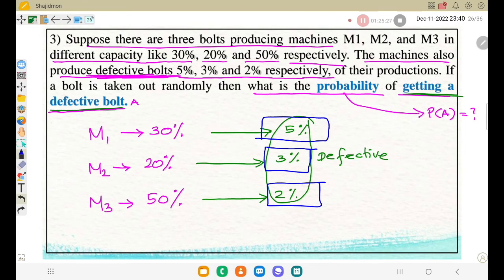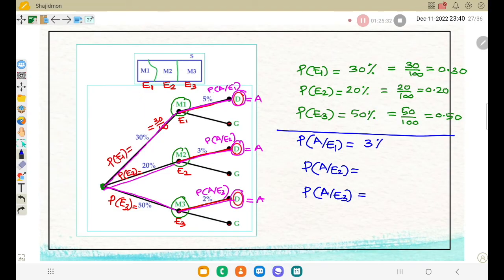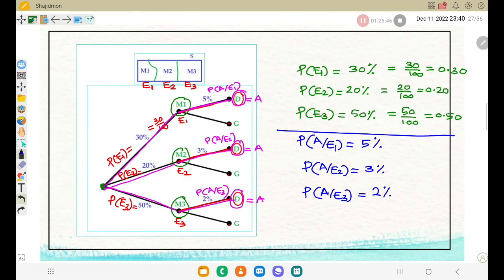First one 5%. So 5% from machine 1 defective, and 3% from machine 2, 2% from machine 3. Convert that into probability. So 5 divided by 100, you will get 0.05. Here we will get 0.03. Here we will get 0.02 when we are dividing by 100, correct?